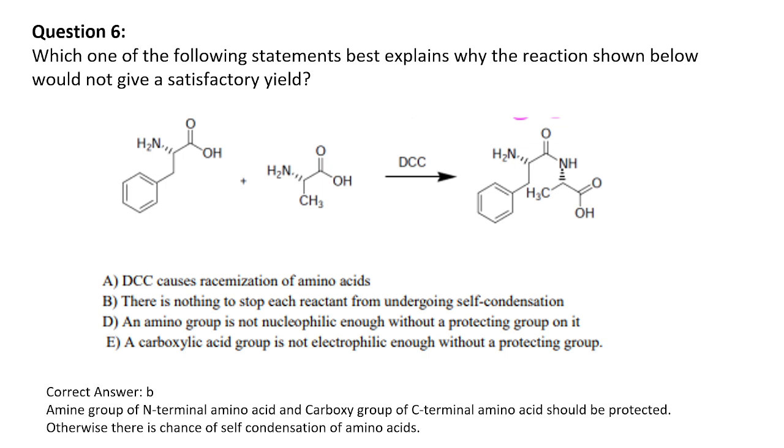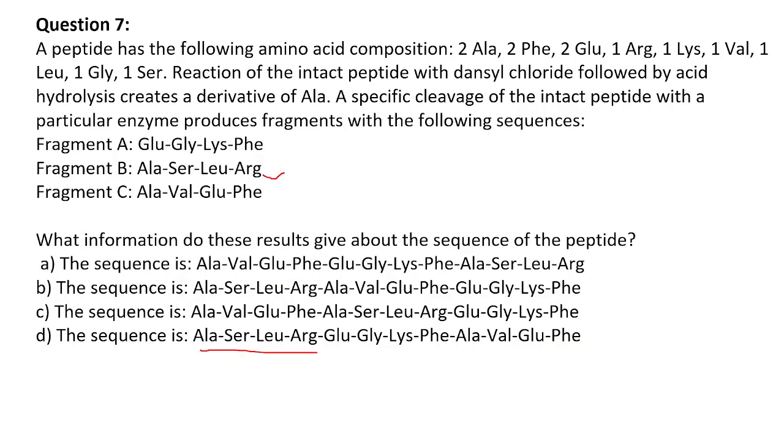Oh, a little lengthier one, but it will be interesting to solve. It says a peptide has the following amino acid composition: 2 alanine, 2 phenylalanine, 2 glutamic acid, 1 arginine, 1 lysine, 1 valine, 1 leucine, 1 glycine, 1 serine. Okay, these are the compositions of the peptide.